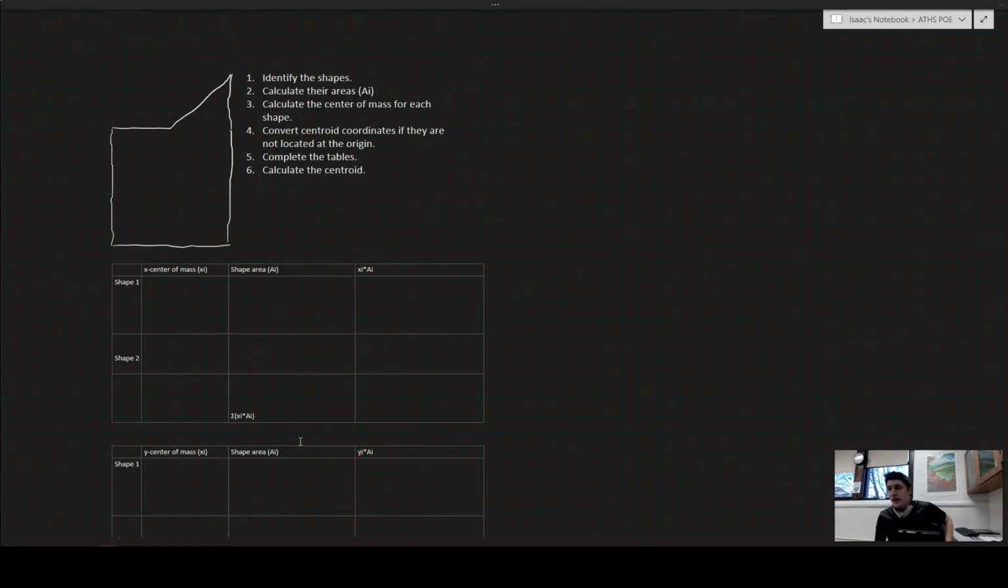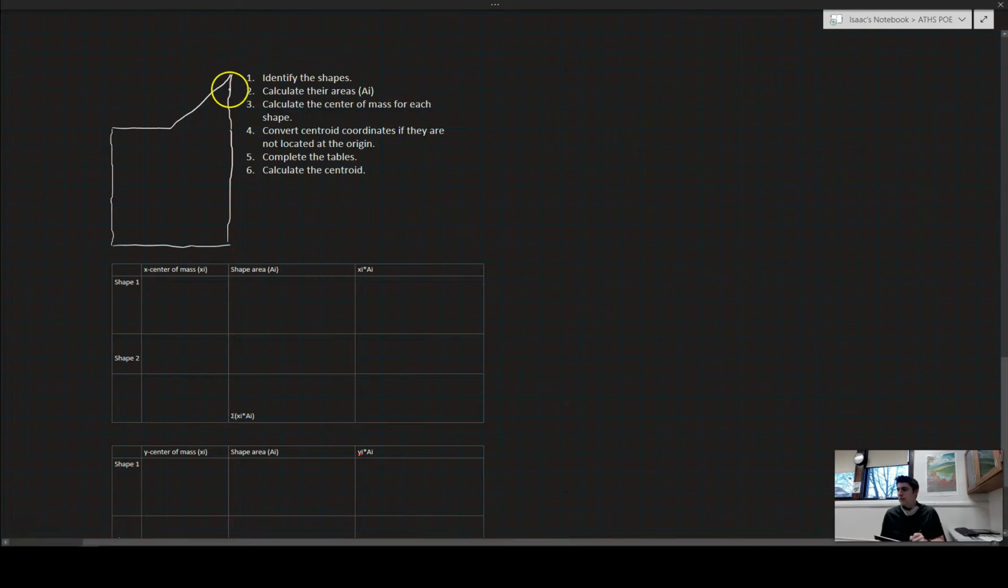Alright, so we've got a square and a triangle here, kind of looks like a one-eared cat. So I've got a list of steps that I've given you guys before that we're going to use as a reference here to set this problem up. So the first step says identify the shapes. Right off the bat we can see in this problem that we've got a triangle on top here and a square on bottom. So I'm going to call this shape 1 and I'm going to call this shape 2.